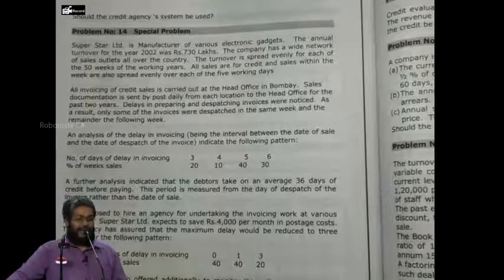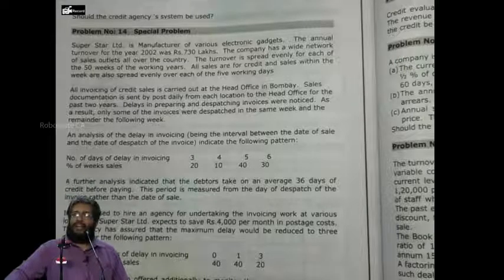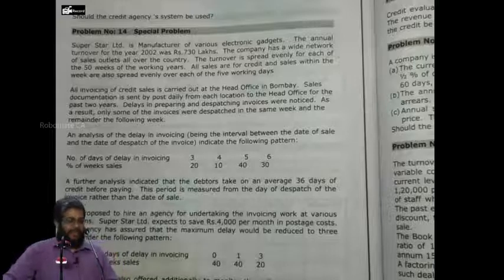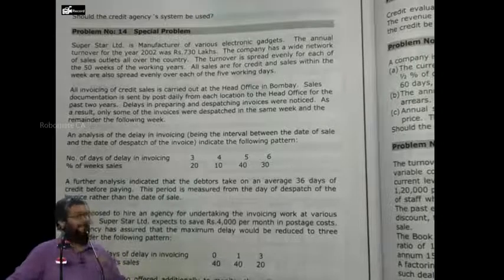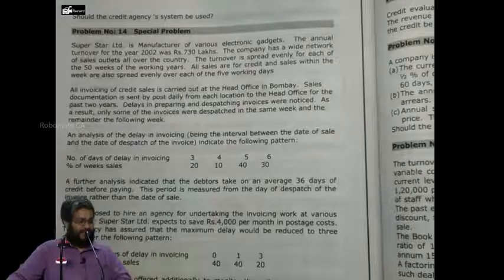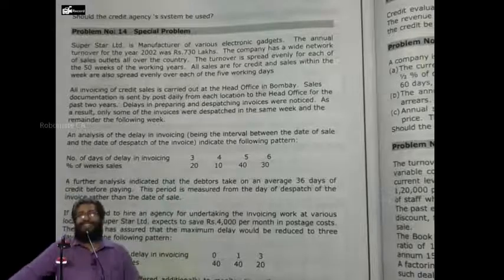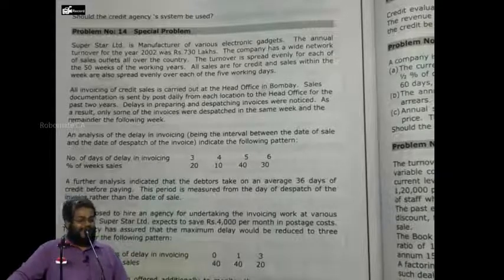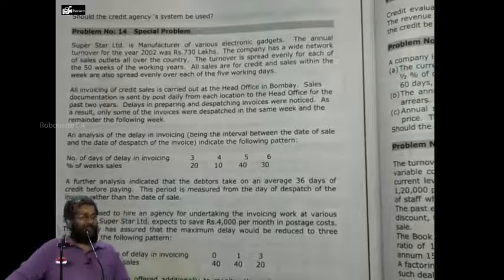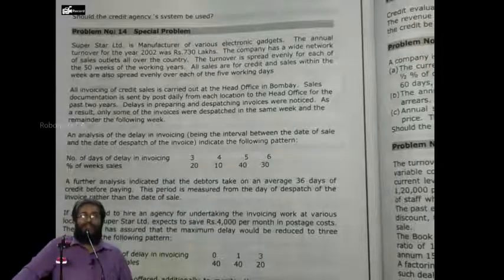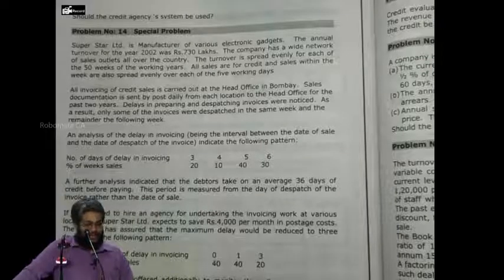Capital A, benefit. Underline that. What is the first benefit? Reduction in interest loss. First benefit is reduction in interest loss. You are following, right? Next, second benefit, savings in postage. Savings in postage. Total.